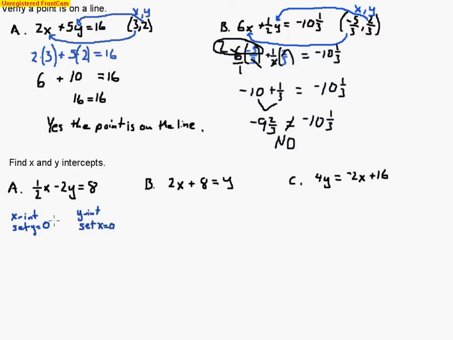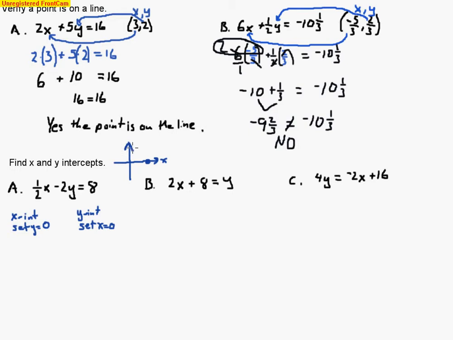So the x-intercept is where the line crosses the x-axis. And if we're on the x-axis, if you look at a coordinate plane here, that means we don't go up, we don't go down. We are right on the x-axis.